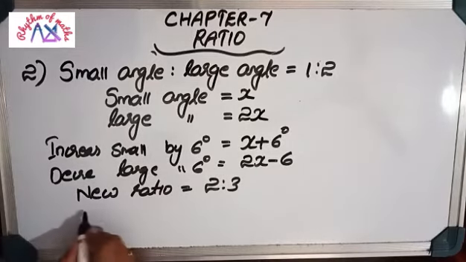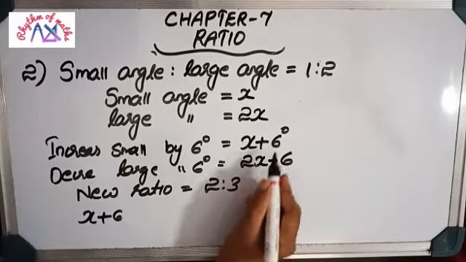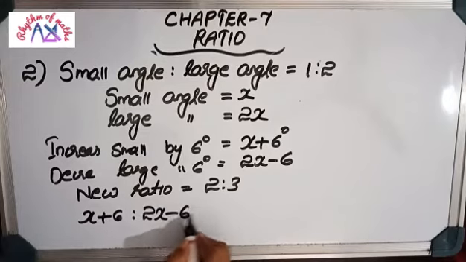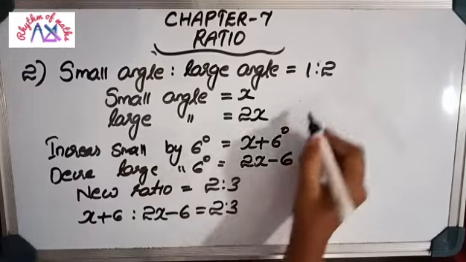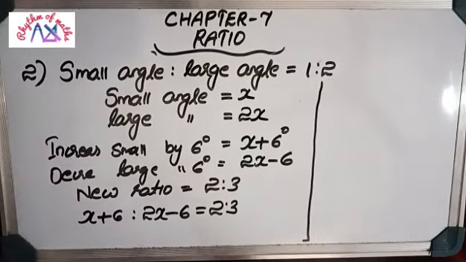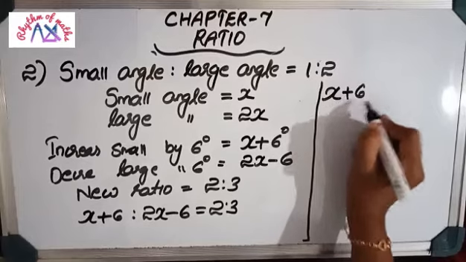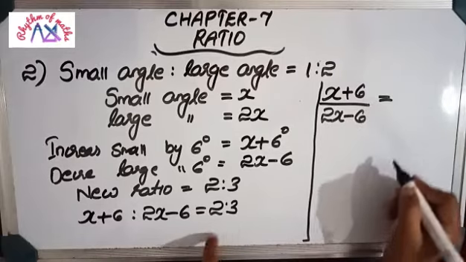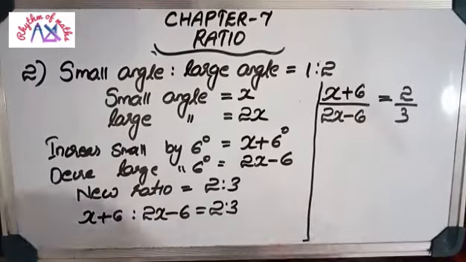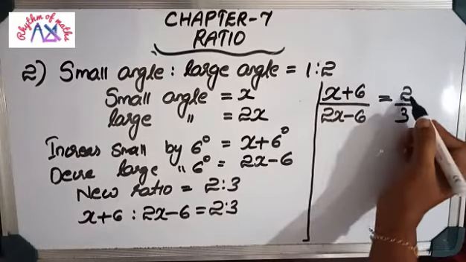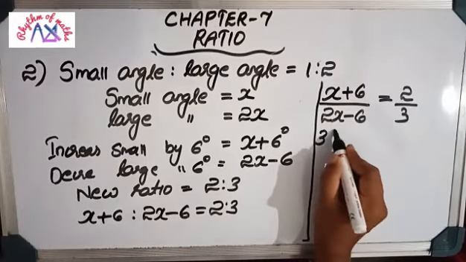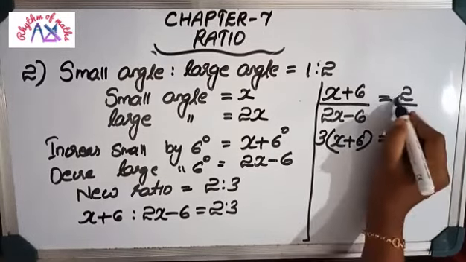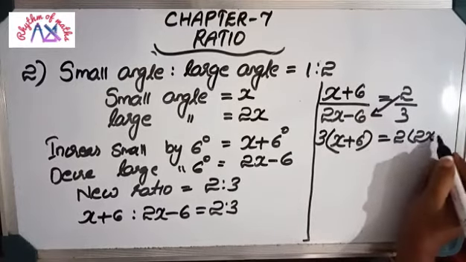So we have to write it as x plus 6, the new small angle, is to the new large angle, 2x minus 6. That new ratio is 2:3. Now like the previous case, we have to write this as a fraction. That is x plus 6 by 2x minus 6 equal to 2:3, which means 2 by 3. Now 3 into x plus 6 and 2 into 2x minus 6. So 3 into x plus 6 equal to 2 into 2x minus 6.